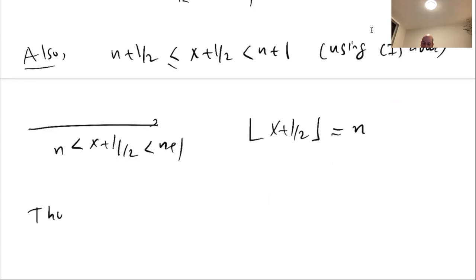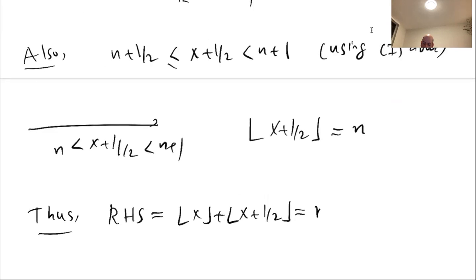So what can I say about the right-hand side then? The right-hand side is equal to floor of x plus floor of x plus 1/2. The first number was n, the second one was n as well. The answer is 2n, which is equal to the left-hand side. So we are done with case 1. Now case 2.